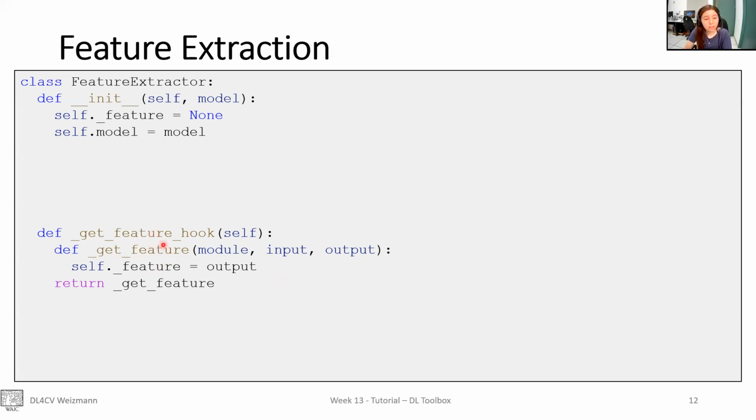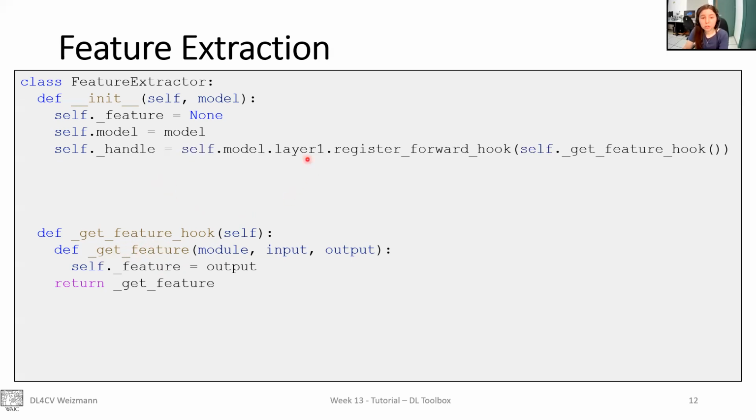So now that we have the getFeatureHook method, we want to register getFeature to some relevant layer. So this is done by invoking, again, register forward hook. But here we're not invoking it directly on getFeature because it wasn't defined by the class. We're invoking it on the output of getFeatureHook. So as Shai stated before, here we actually see these parentheses because we're invoking getFeatureHook, and it returns getFeature, the method itself, not its invocation. Is this clear?